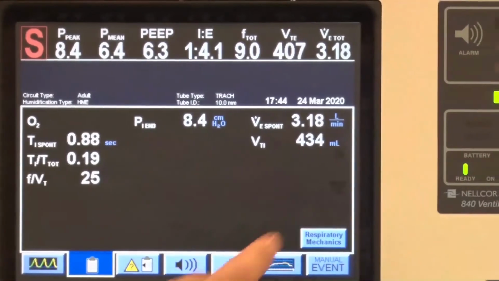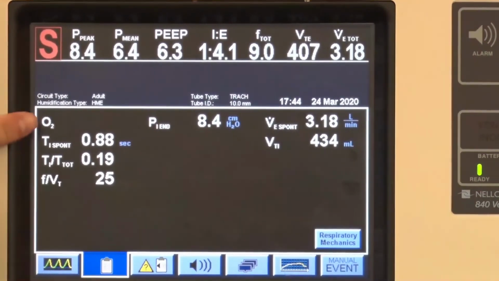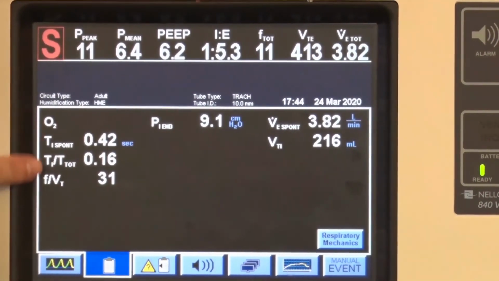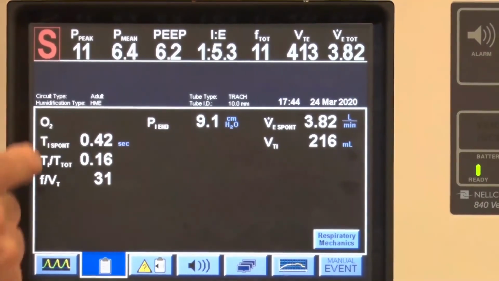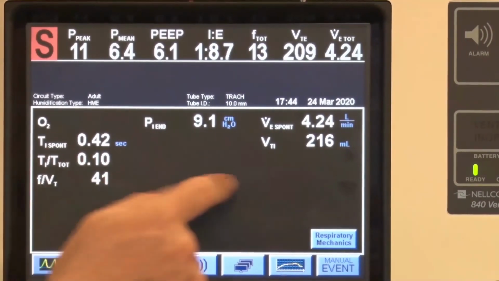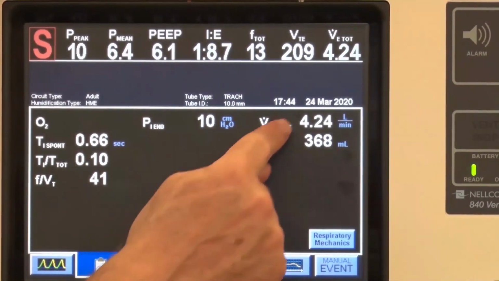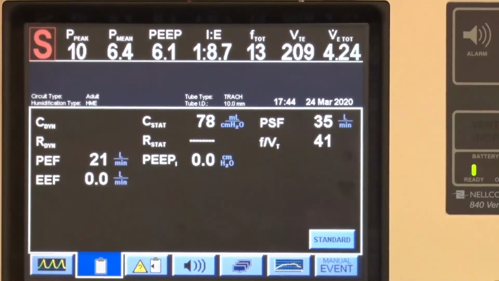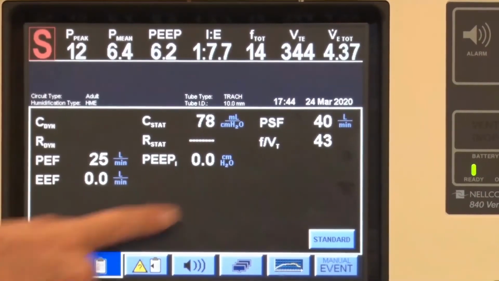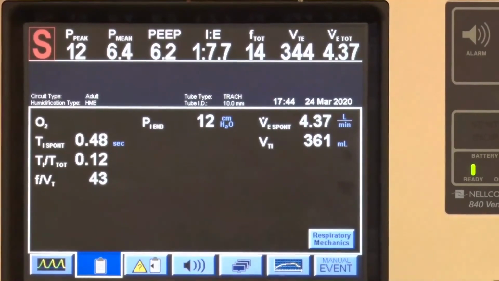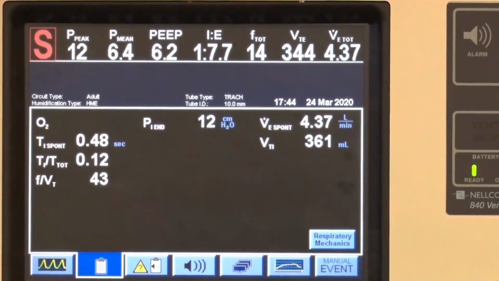You put it into standard view. There's your F to VT here, a little bit about timing, spontaneous inspiratory time, and things that I think make a lot of sense to you, the spontaneous minute volume, or you can put it on the respiratory mechanics page and get some lung flow information. Okay, so that's tube compensation.